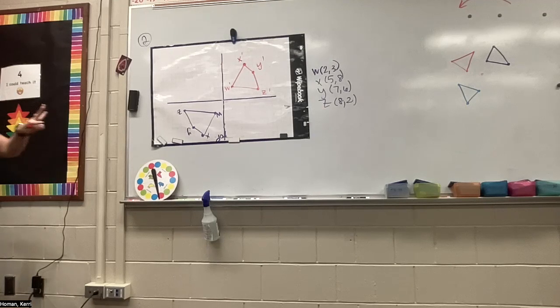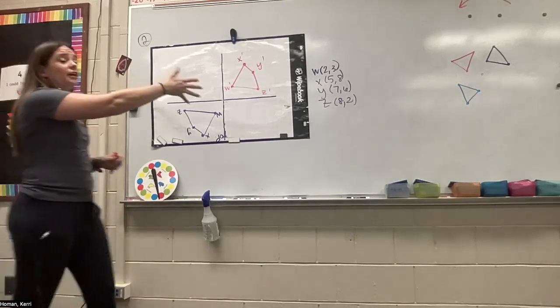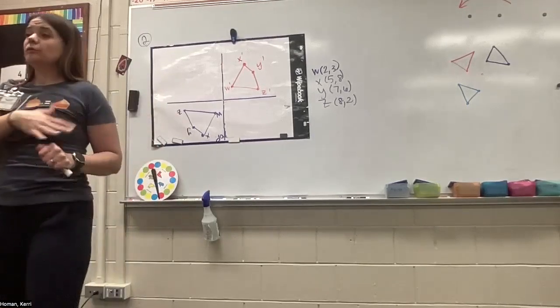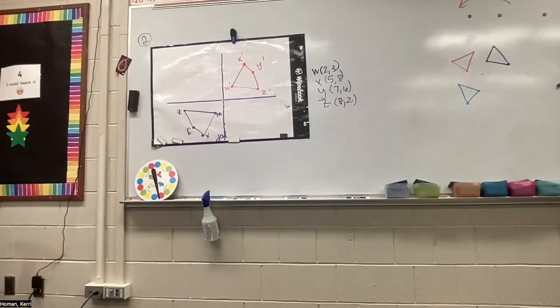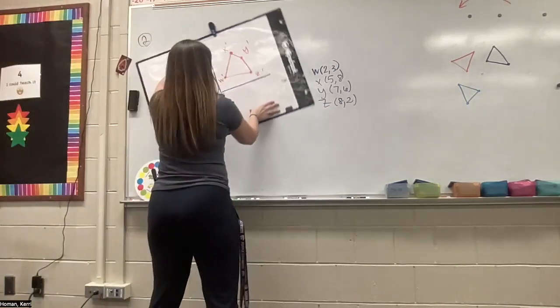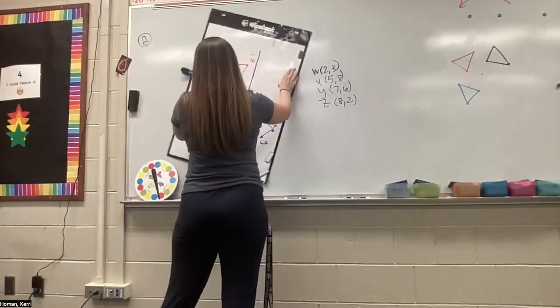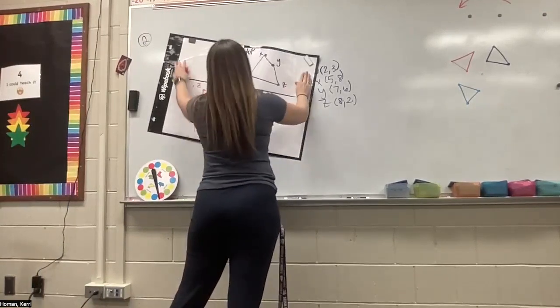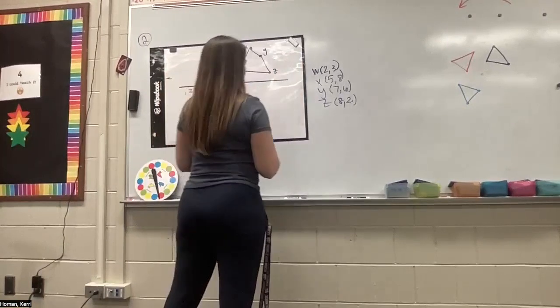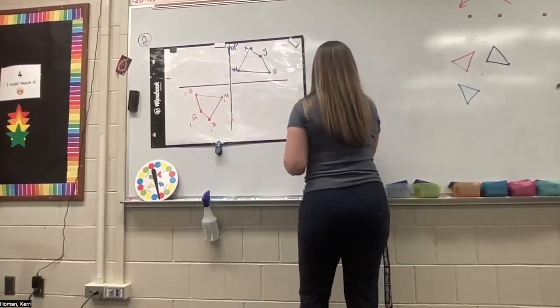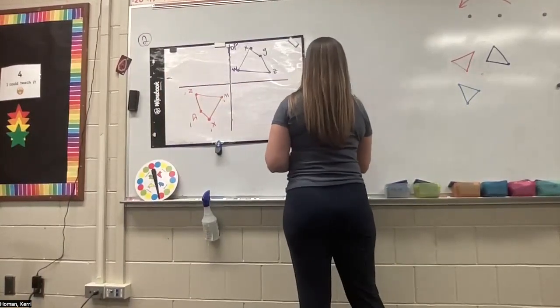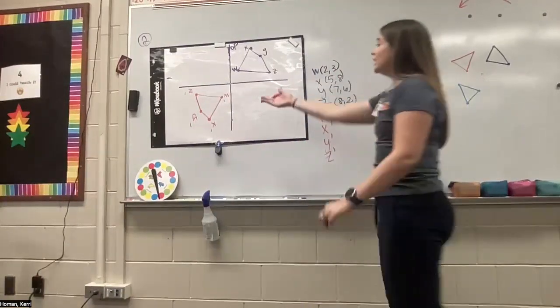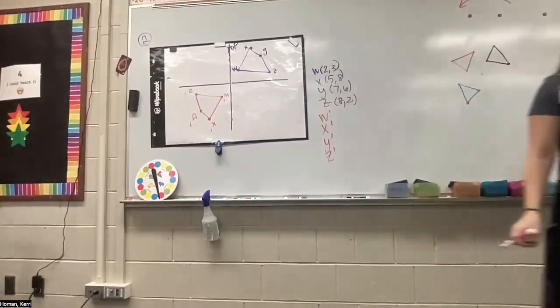We have turned our paper upside down. We have plotted our points with our paper oriented upside down. Now what are we going to do? Flip it. We already plotted it. Carefully flip your paper back to normal. And now we're going to actually name those coordinates.